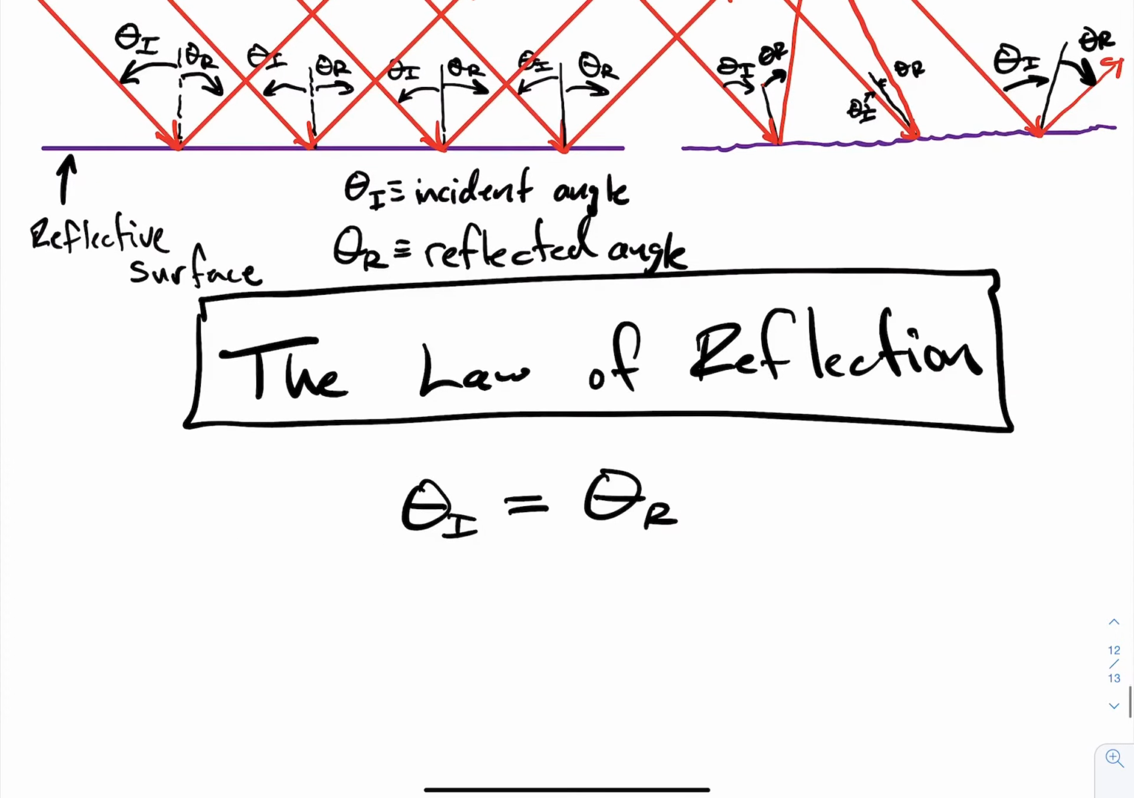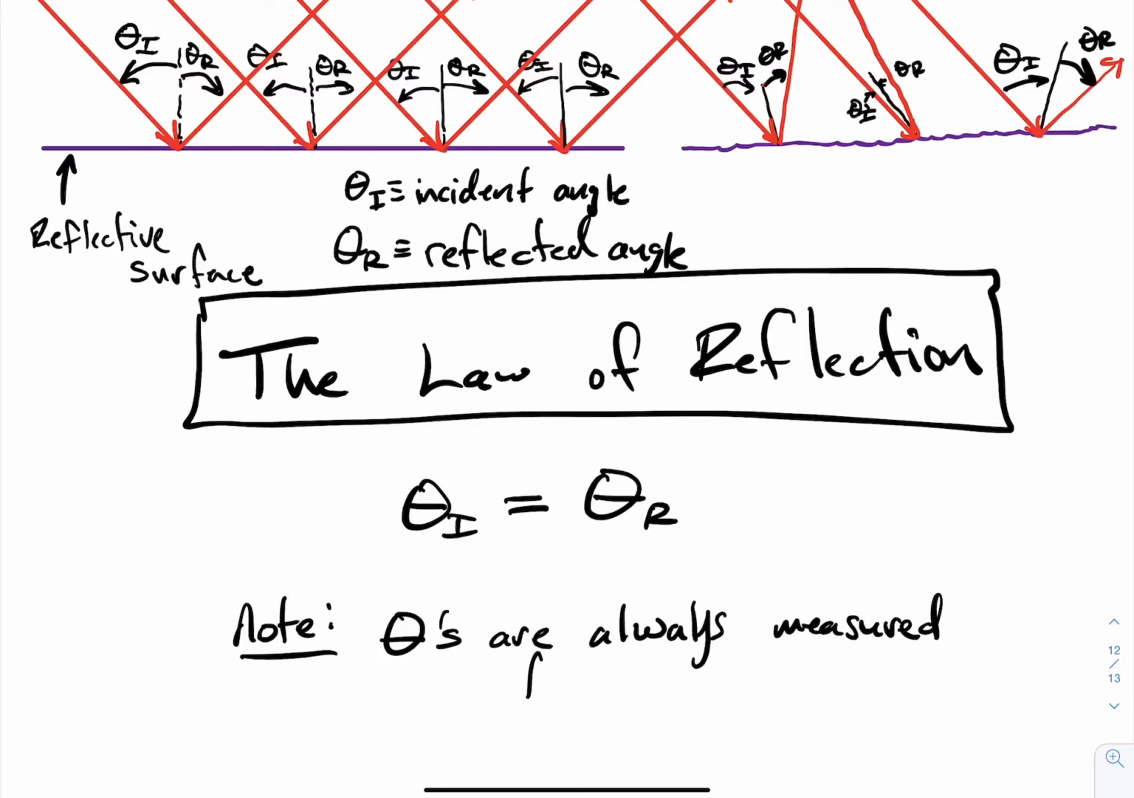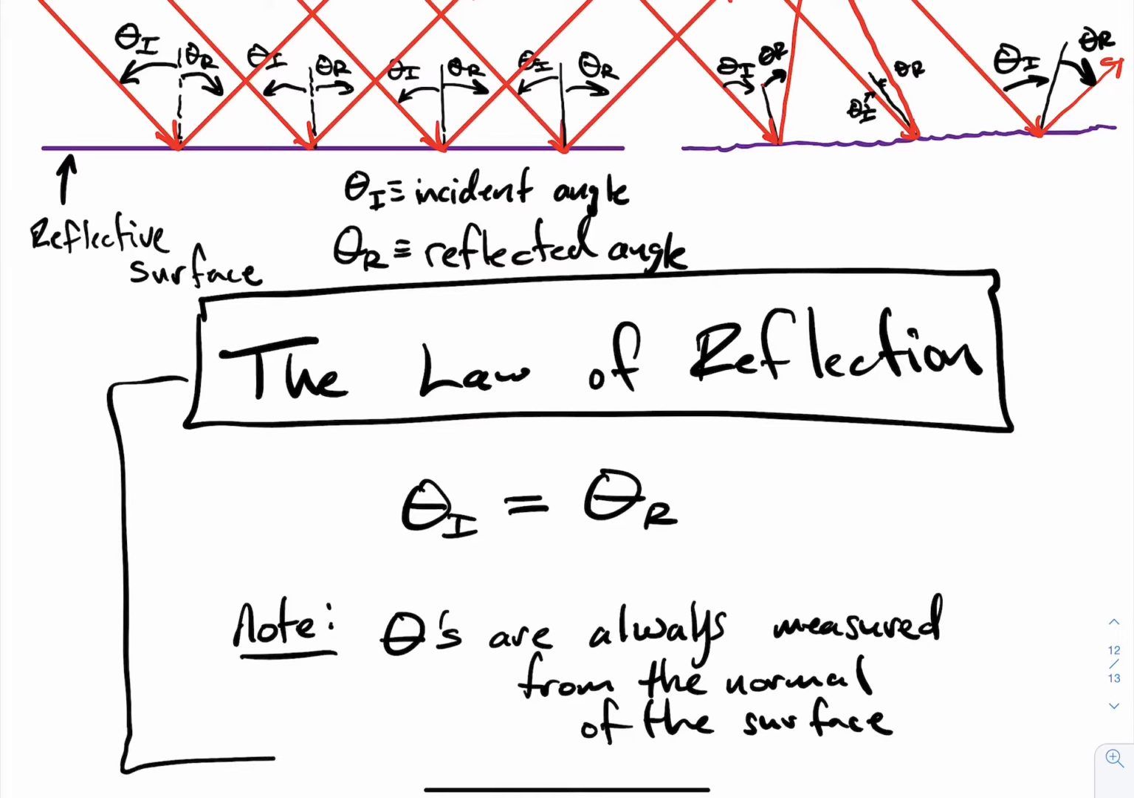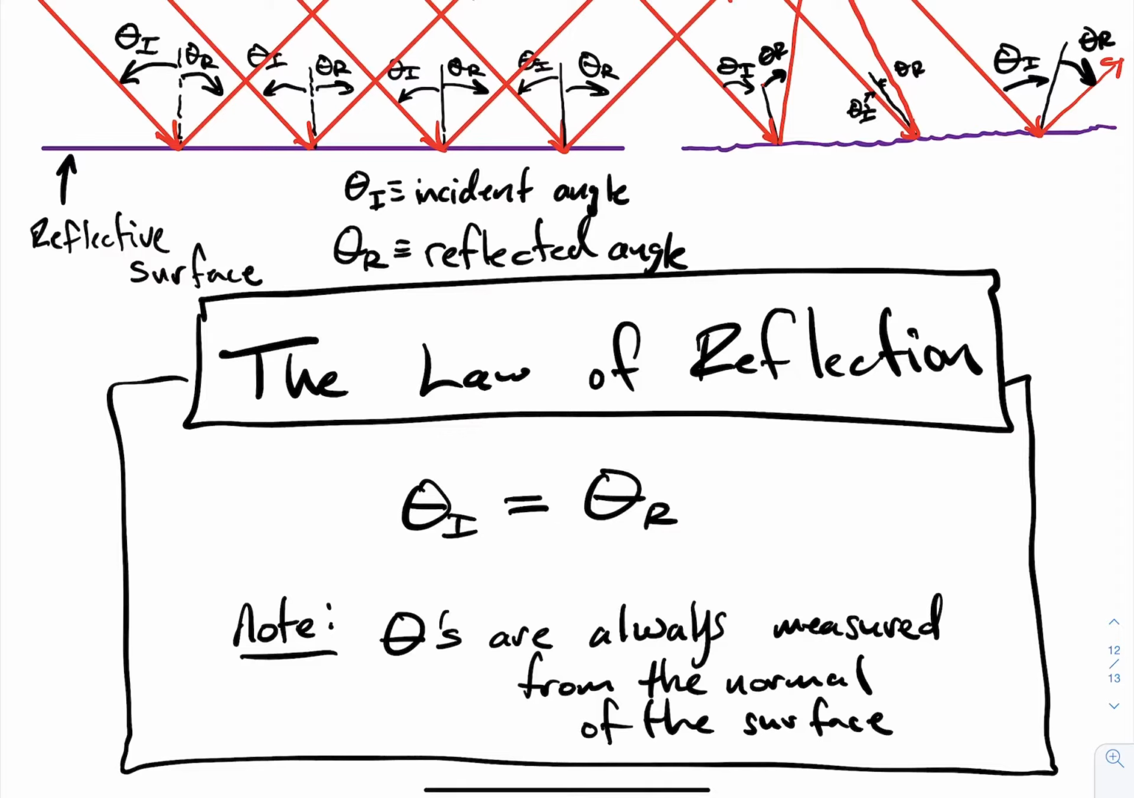And it would be worth noting, you must remember that the angles are always measured from the normal to the surface. So don't measure your angles from the horizontal. That would be bad. And that is the law of reflection, and it always holds true.